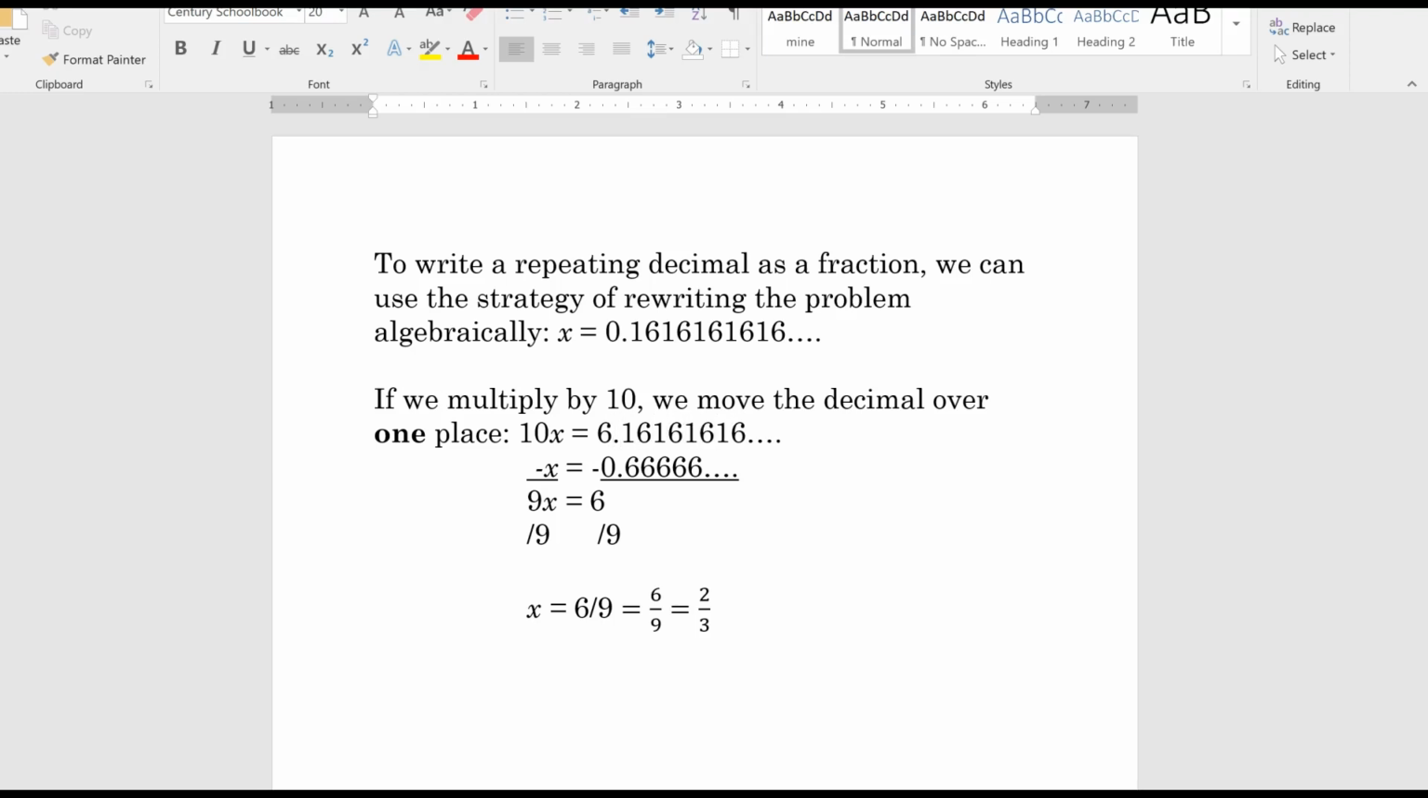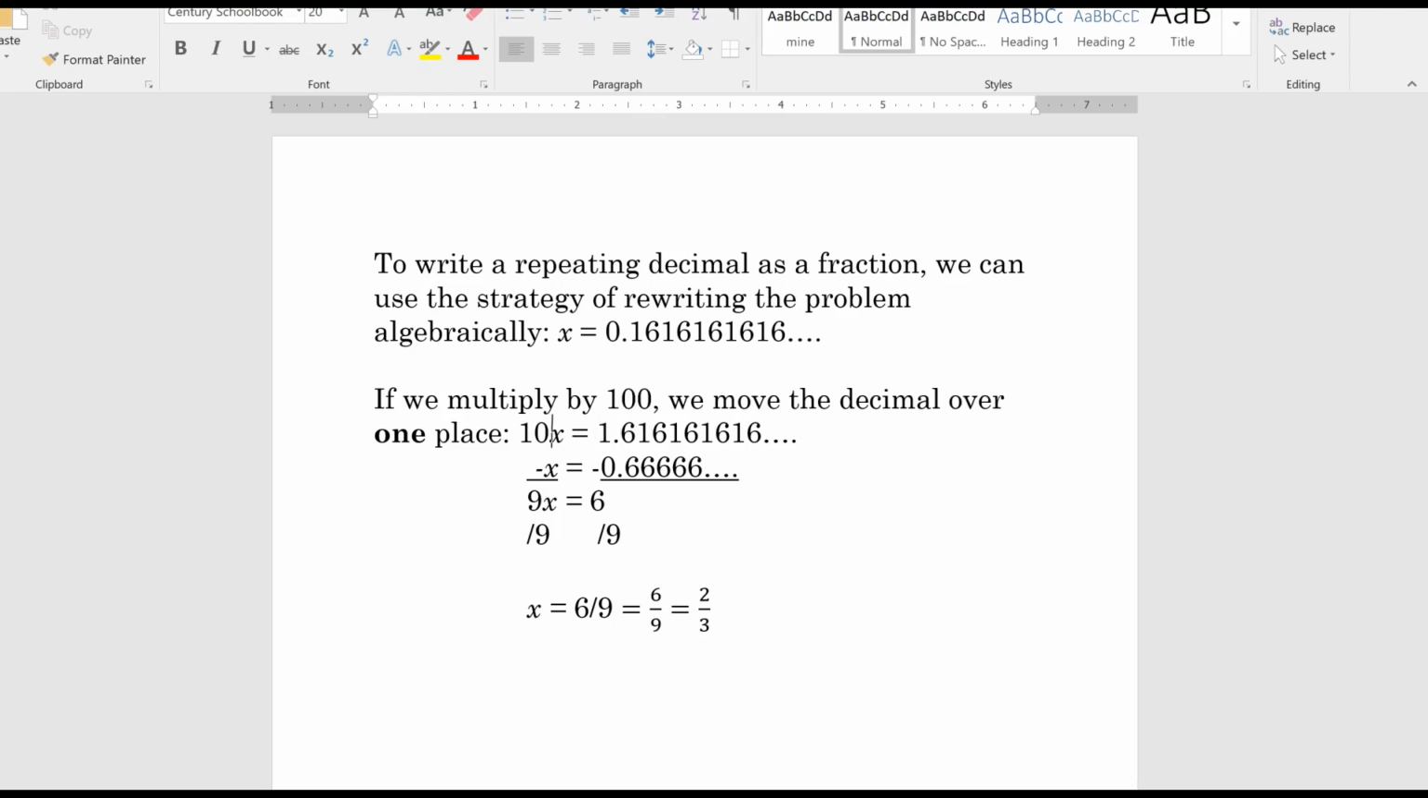Whoops. Well, we really don't want it moved over one place. Like that's one place moved over. We want to move it over 2 places. And I'll show you why in a second. So let's not multiply it by 10. Let's multiply it by 100.